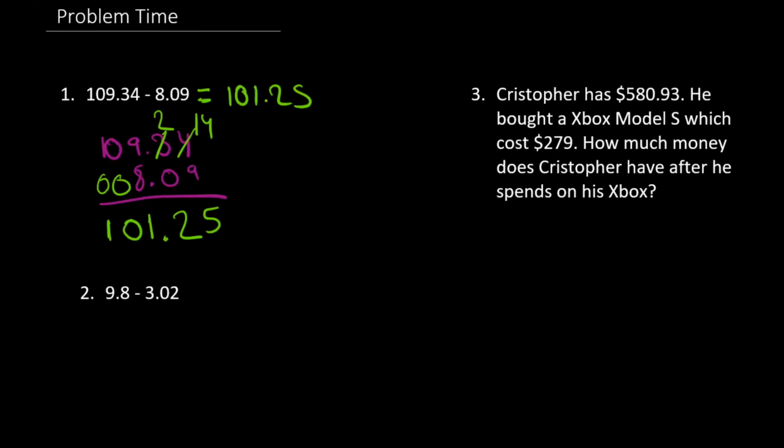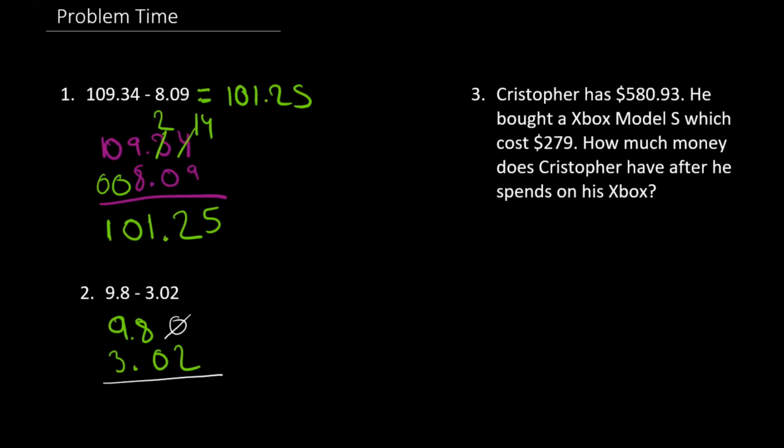Okay, let's do another question. So 9.8 minus 3.02. 9.8, and then place the decimal point 3.02. We can say that there is a 0 over here. Again, placing a 0 in these kind of empty places will really help. Okay, it makes things much clearer.